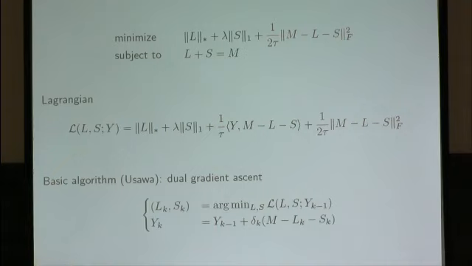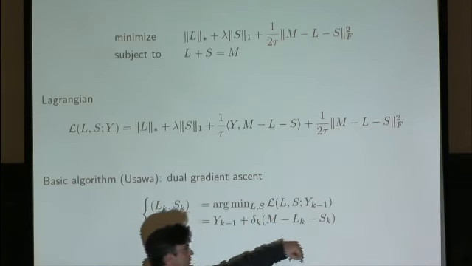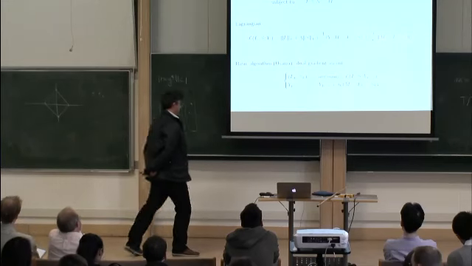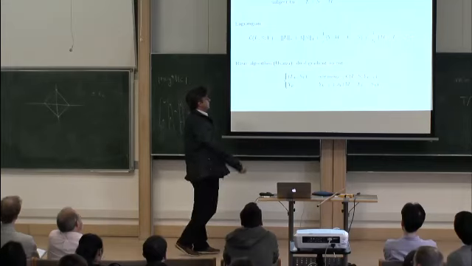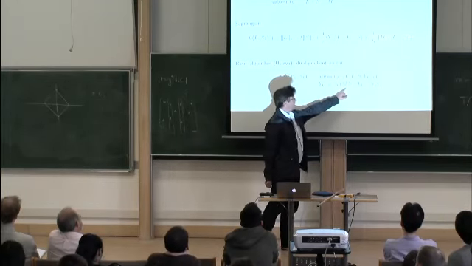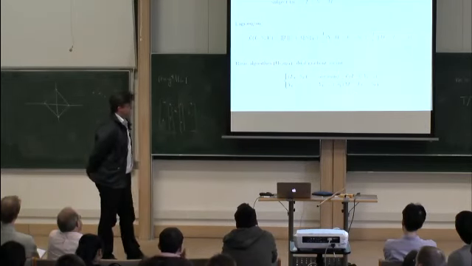All right. Then we form the Lagrangian. So we have this dual variable y, and a standard dual method in optimization would essentially maximize the dual function. A dual gradient ascent algorithm minimizes the Lagrangian over L and S for a fixed value of the dual variables, then takes a step in the direction of the gradient of the dual function. But the gradient of the dual function is just the constraints. So it updates y in a very, very simple fashion, and that would be a very standard algorithm for doing this.